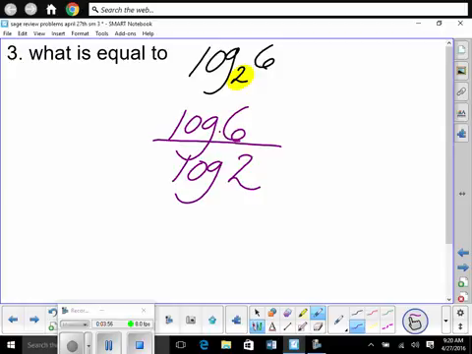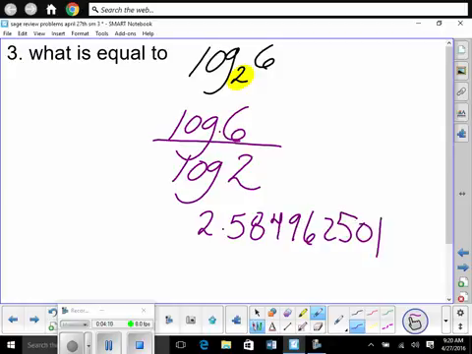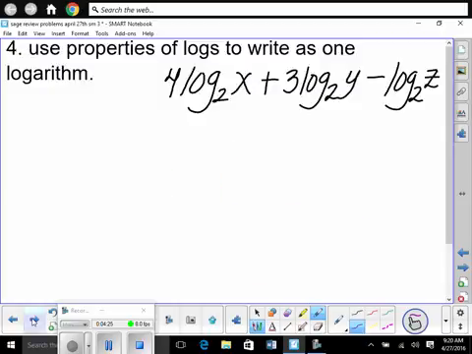Now we'll type it into our calculator. Everybody type it in. Log of 6, close your parentheses, divided by log of 2. So we get 2.58496250, and usually it would say round your answer to the nearest hundredth. So 2.58 if I said round to the nearest hundredth. Questions? You're going to need the change of base formula today. Okay, next problem. I'll give you a second to write that down.